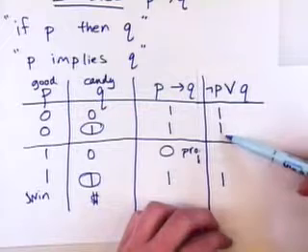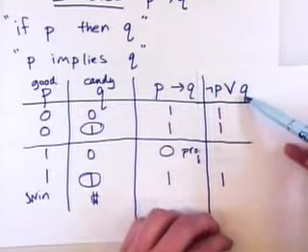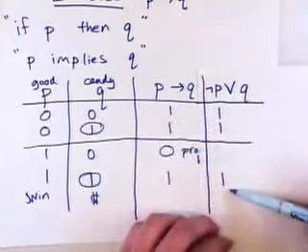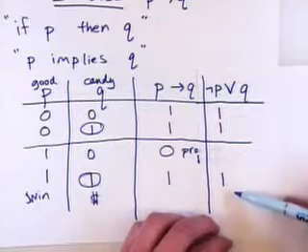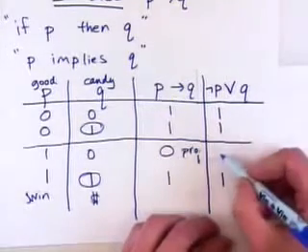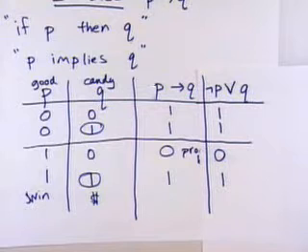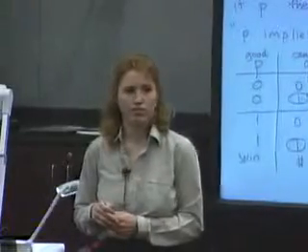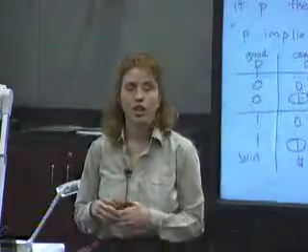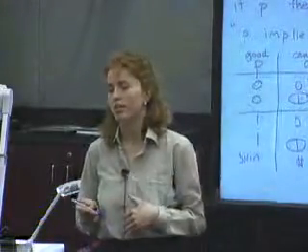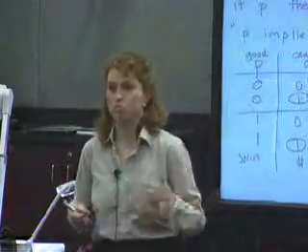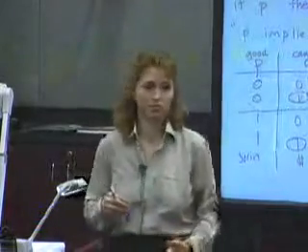So let's check it out. We need to have a 1 over here whenever P is false, which gives me a 1 in both of these rows. And we need to have a 1 over here whenever Q is true, which gives me a 1 in both of these rows. And we don't have 1s anywhere else, so we get a 0 here. You can see that these 2 columns are the same. P implies Q is logically equivalent to not P or Q.